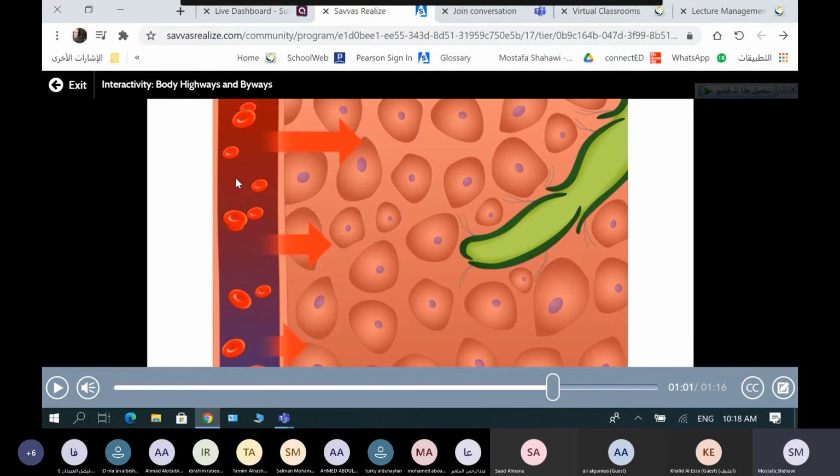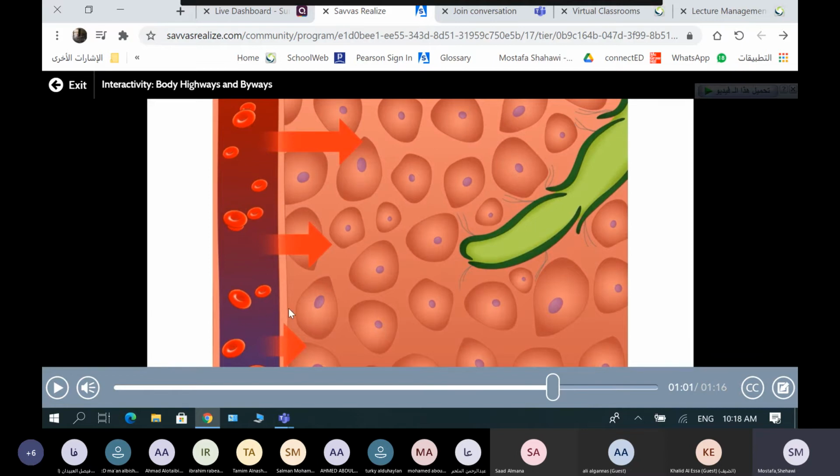So this is the end of what? This is the end of the arteries, and from here it will start what? It will start the veins. So arteries end at exchanging or delivering oxygen and nutrients, and veins start.